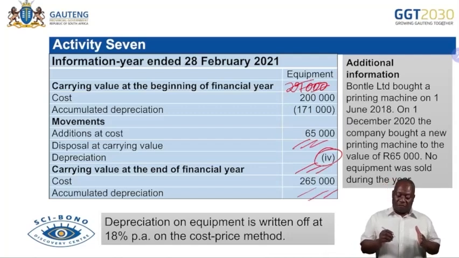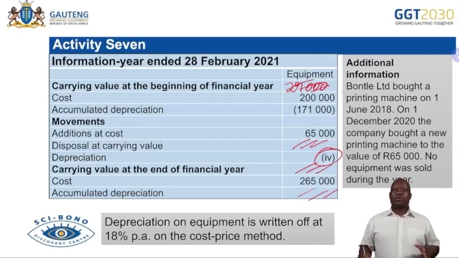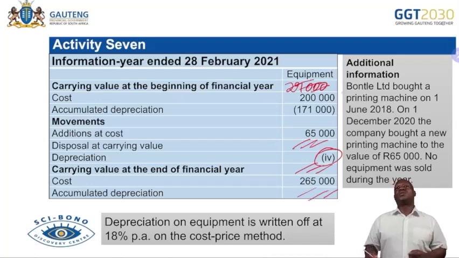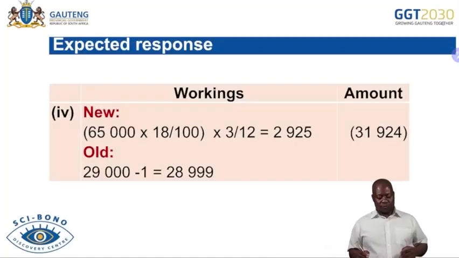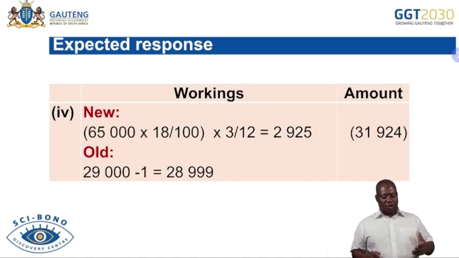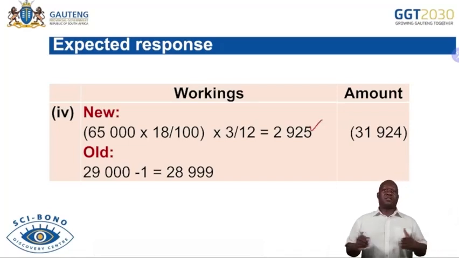But in accounting, we won't accept it. So if the carrying value of this asset is 29,000, that's what we know. So when you calculate depreciation, check. It mustn't exceed 29,000 on the old equipment. If that happens, what do we do? Now let's check here. The new one, 65,000 times 18%, and it was in the business only for 3 months, and it gives us 2,925. Easy, straightforward, no problems with that.